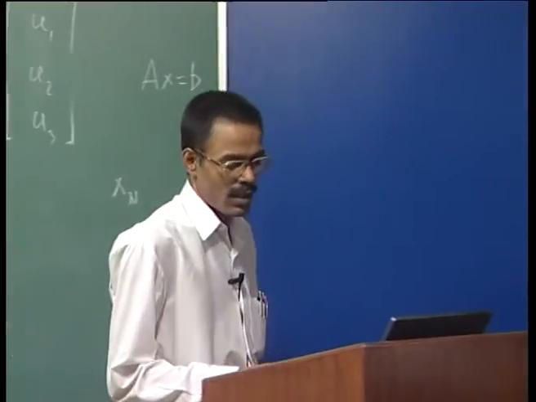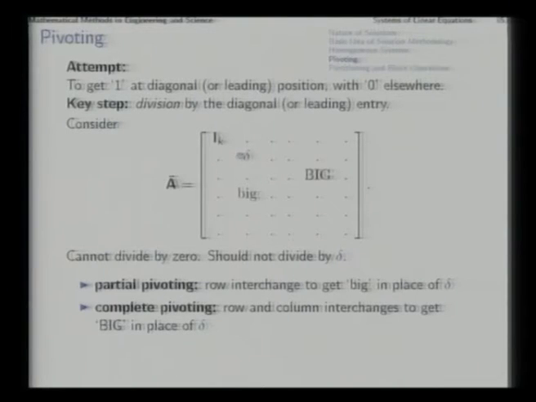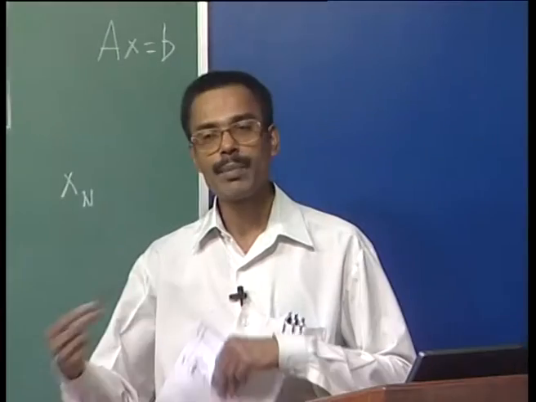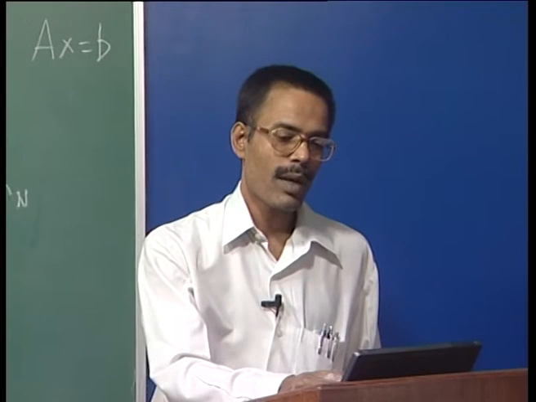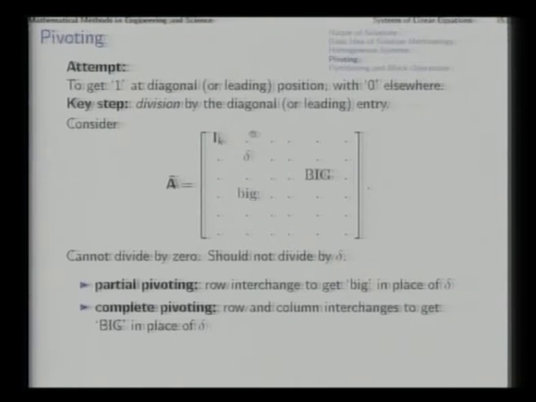So, if we only apply row interchange to get this big in this location, which will send this delta here, then that kind of pivoting is called partial pivoting. On the other hand, there is also a technique called complete pivoting, in which we first apply row interchanges and then column interchanges in order to get the largest possible number from this entire block to come here. That is called complete pivoting.